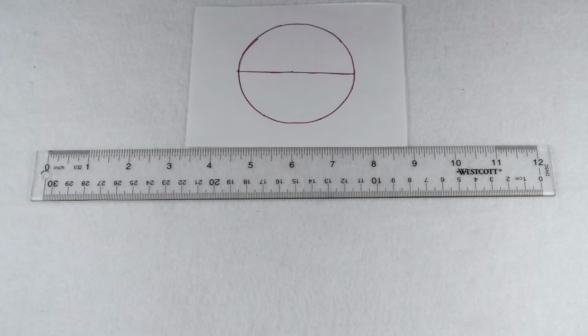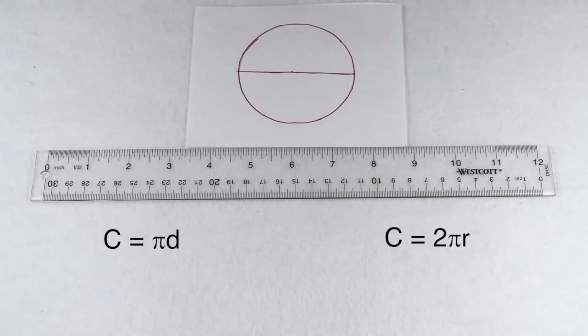When we're working with circles, we know that the circumference is the distance around the outside edge of the circle. We know that to find circumference, we generally use one of two equations. We either solve circumference as pi times diameter, or we solve circumference as 2 times pi times the radius. Let's first explore and see how these equations work.